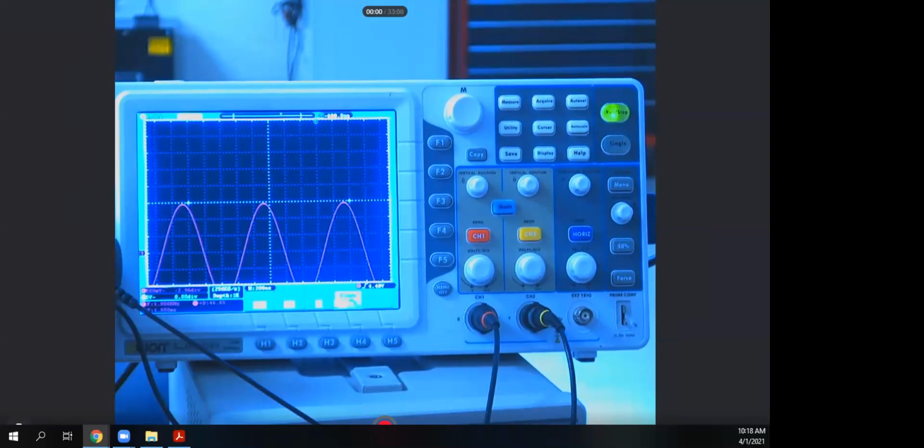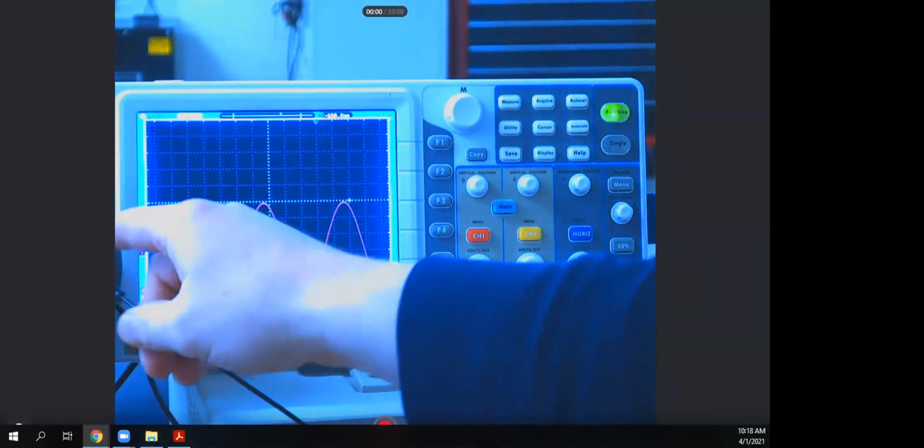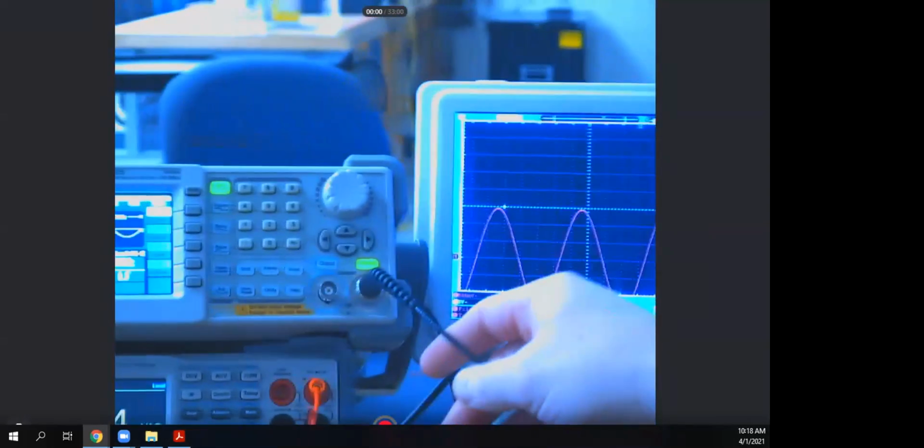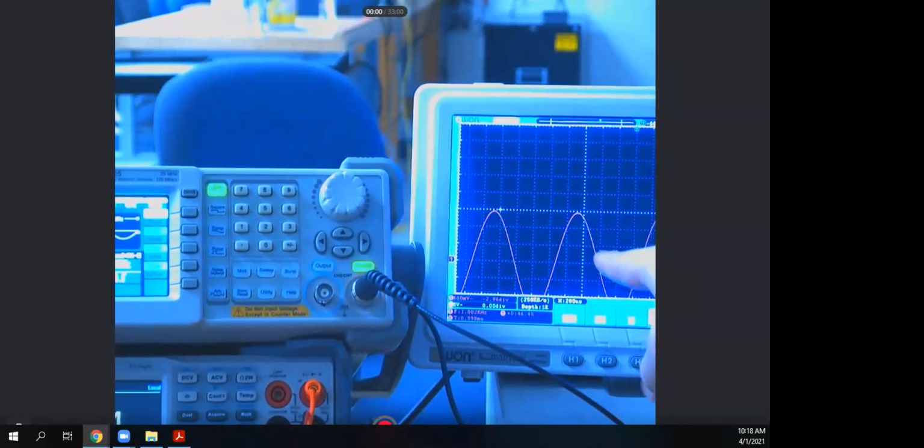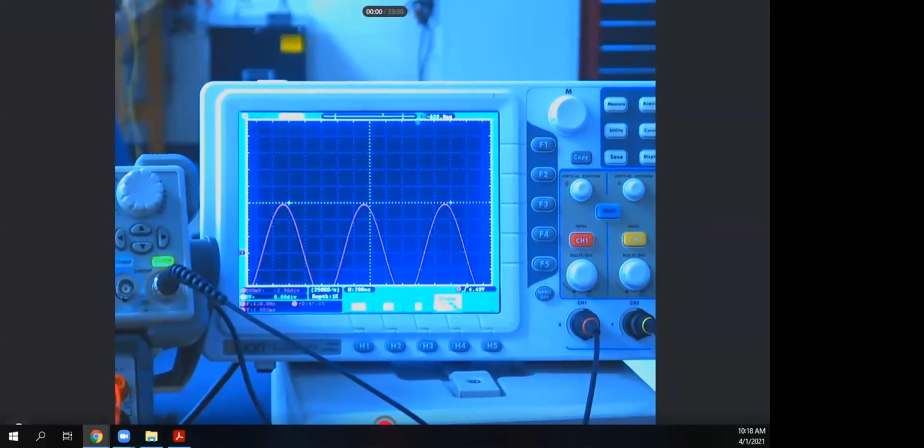Yeah, we keep it connected. Take your multimeter probes off. We're done with that. And take your function generator probes and hook it straight up to the scope probe. All right, who's not seeing a sine wave? All right, here you come.